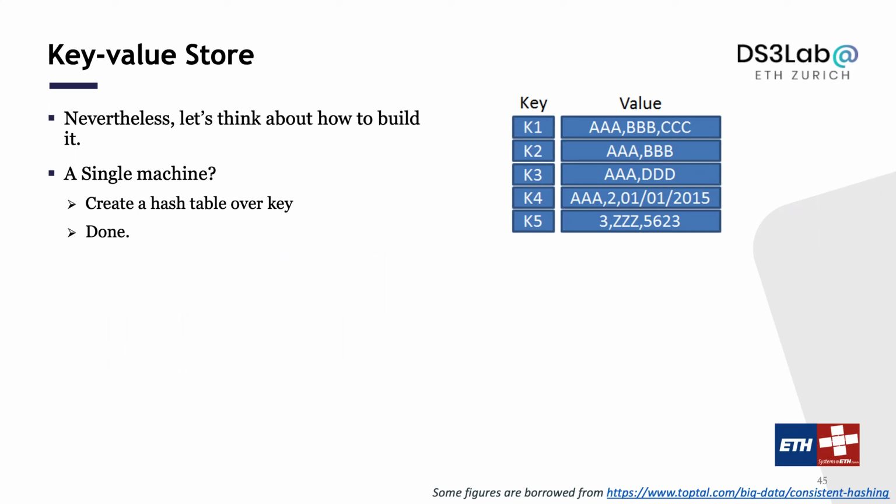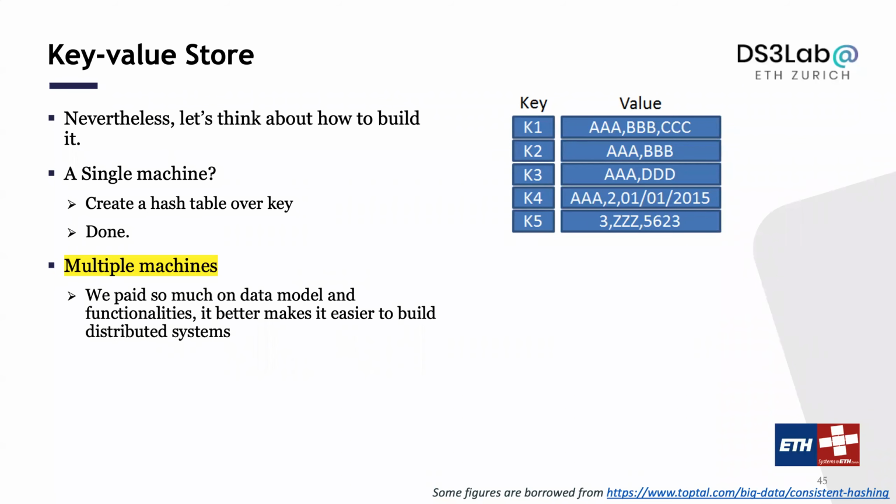If you want to build such a distributed hash table, what would you do? On a single machine, that's kind of easy. I have an in-memory hash table. Whenever you want to get a key, I look at the hash table and return. Whenever you put a key, I put that key into the hash table, done. So the whole thing becomes interesting when you have multiple machines, when you want to partition this table. The hope is that since we pay so much on data model and functionalities, it's easier to build a distributed system. As we will see, it's actually easier to build.